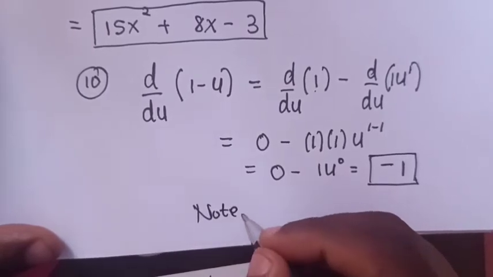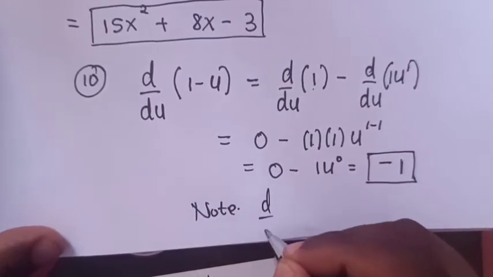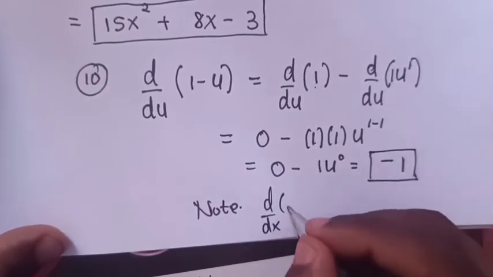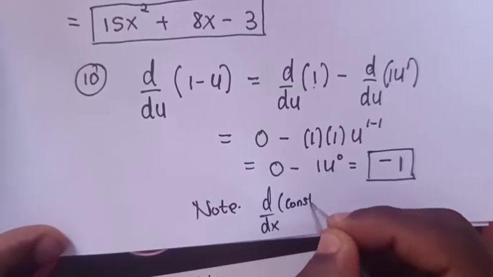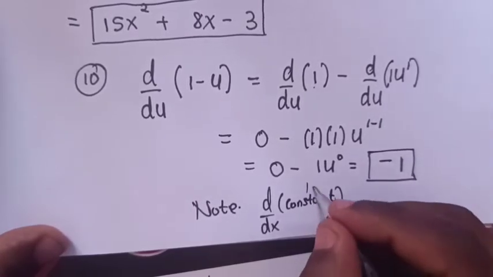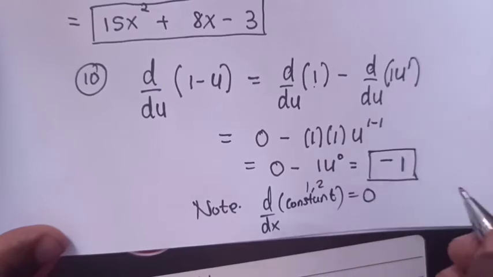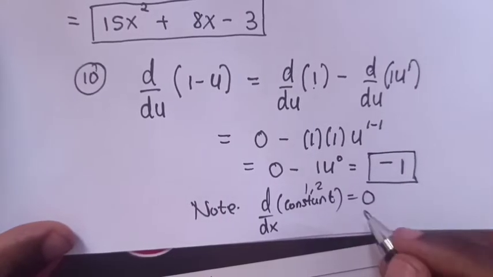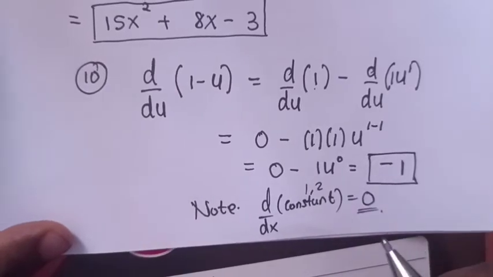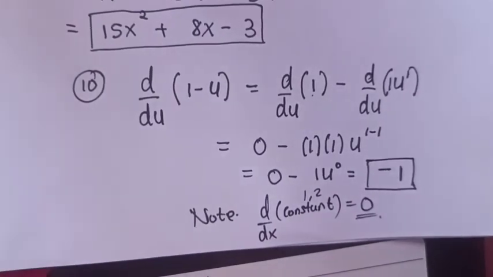Note that you should remember that the derivative of a constant, which can be any number, 1, 2, 3, or negative, is 0. The derivative of a constant is 0. So here you should note that.